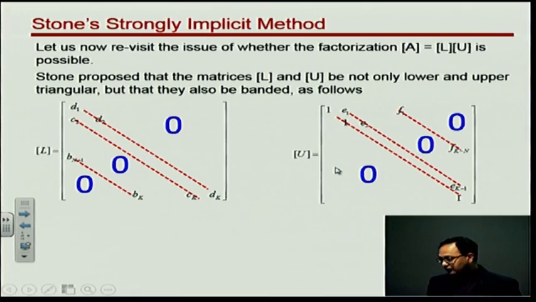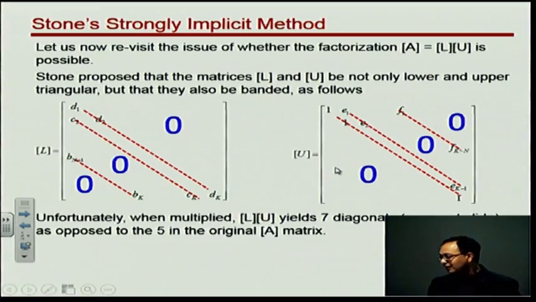All right. So our contention is that L times U should give us back A. Now let's see what happens if we work backwards and actually multiply L and U and see what we get. I'm not doing the math here, but it's pretty easy to do. You just do a row by column multiplication. You will find that the resulting matrix has 7 diagonals instead of 5.